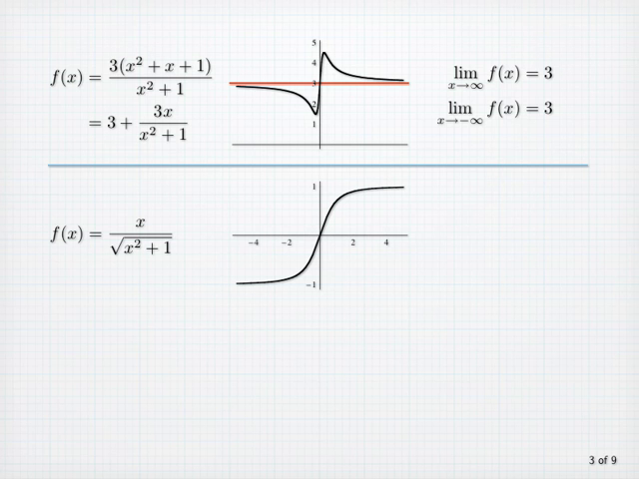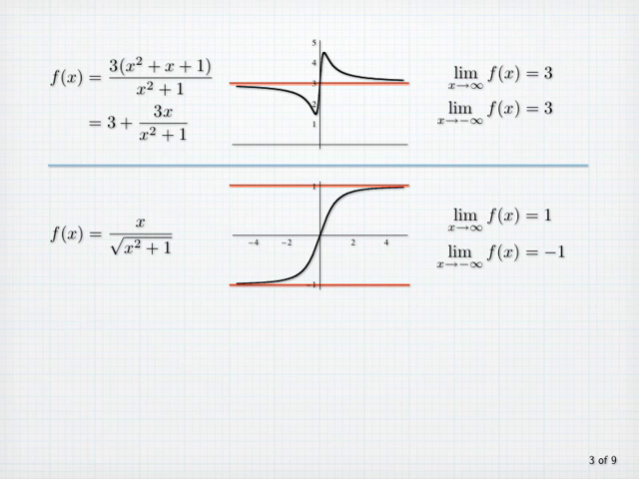Here's the graph of that function. Notice that y equals 1 is a rightward horizontal asymptote, while y equals minus 1 is a leftward horizontal asymptote. The limit as x approaches infinity of f of x is equal to positive 1, while the limit as x approaches negative infinity of f of x is equal to negative 1.